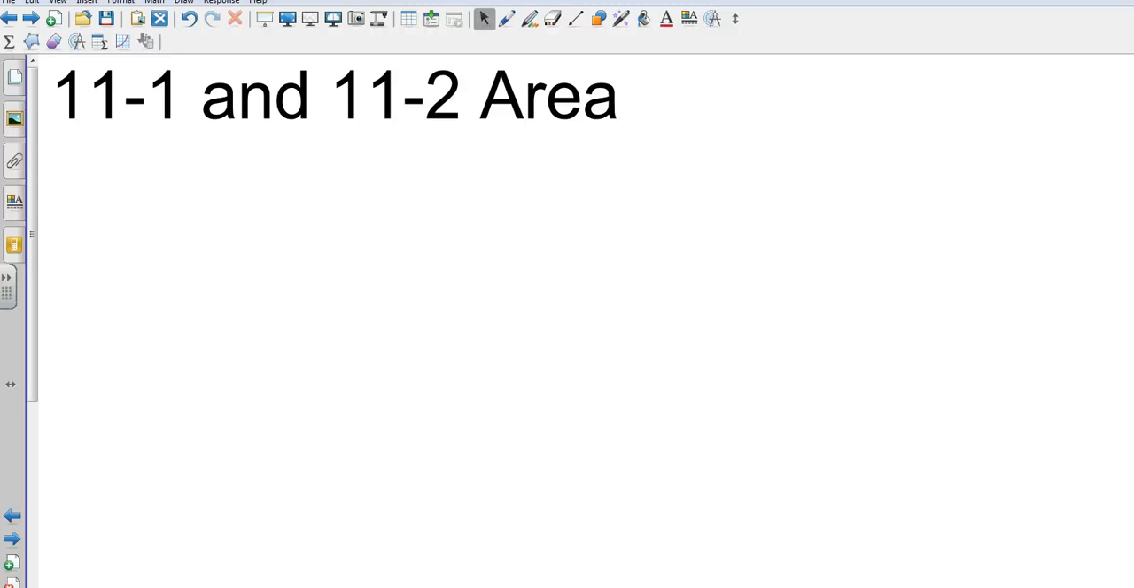Okay, and the next couple of sections, actually I believe it's 4 or 5 sections, we're going to be talking about area of different shapes. So I went ahead and combined 11-1 and 11-2. So we're going to start off with parallelograms and triangles.